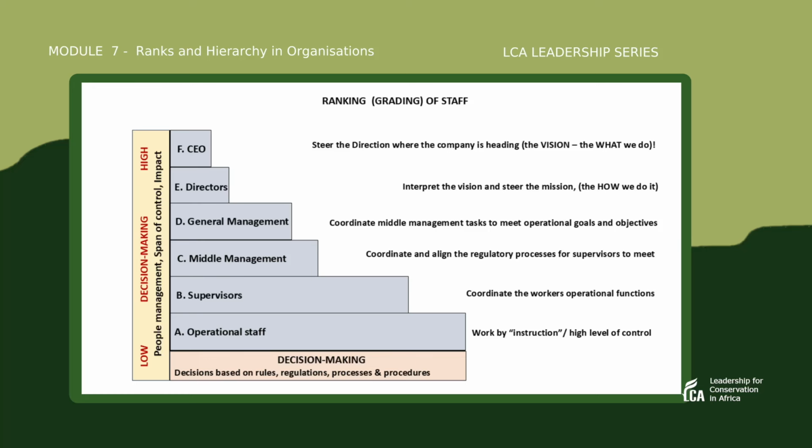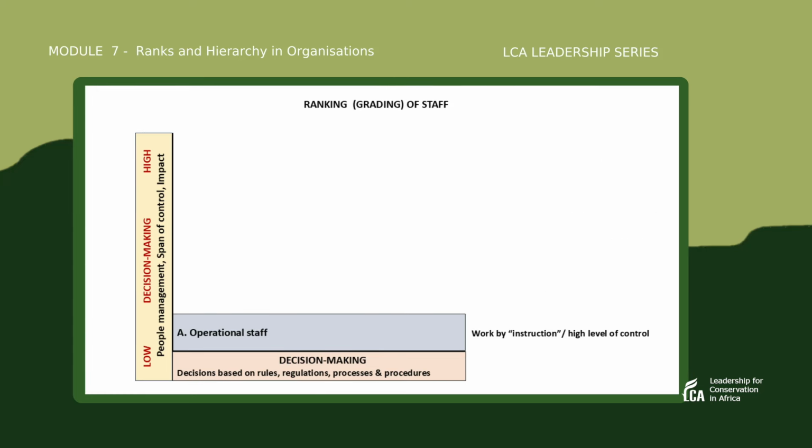When you look at this grid, you will see that on the horizontal x-axis, I distinguish between the level of decision-making at the operational level. Their decisions are based on rules and regulations, processes and procedures. It also implies that the impact of their decisions is normally lower than those who are in high-ranking positions.